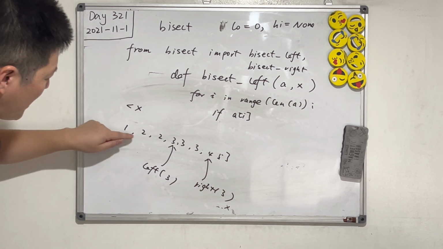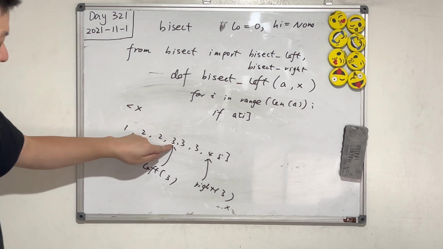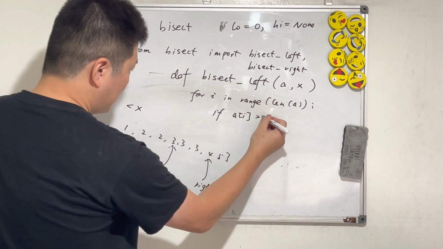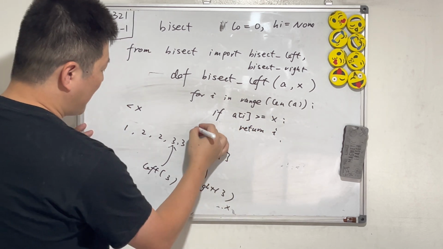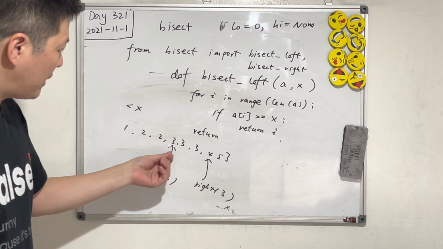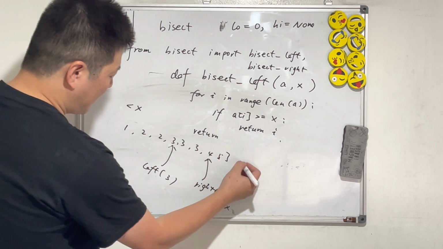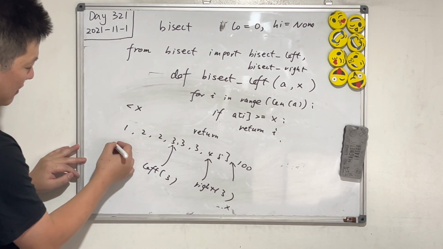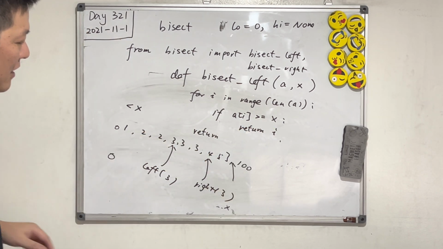So for the left, if a[i] is bigger or equal, right? It should be bigger or equal to x, then we return i. Am I right? Make sense? And otherwise, I will return the last one, right? What happens if this element x is 100? Then the position to add is at the end, right? If the element is 0, so this element is bigger than that, then bigger or equal, then I return i, right?